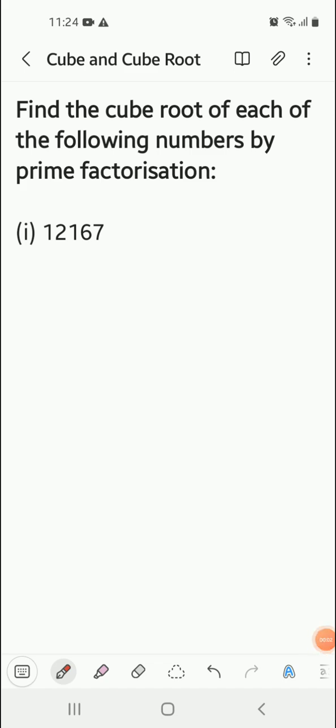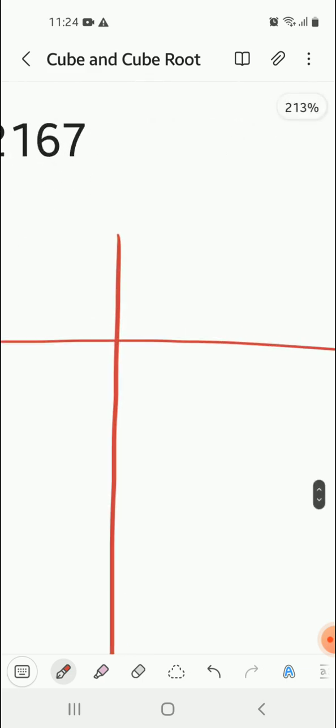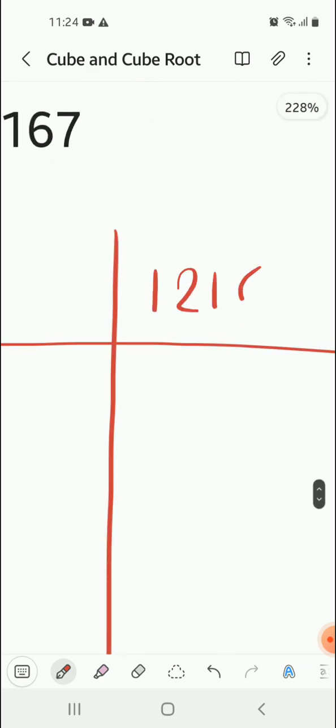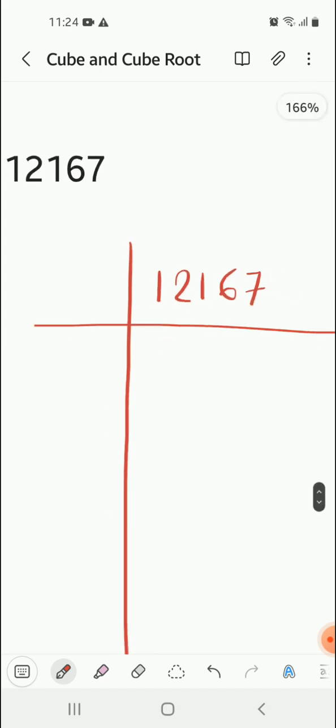Today we are going to discuss how to find the cube root of the given number using the prime factorization method. The prime factorization method is a simple method that we apply for finding HCF, LCM and square root, and that's the same process. That is 12167. We are going to simply find the factors.